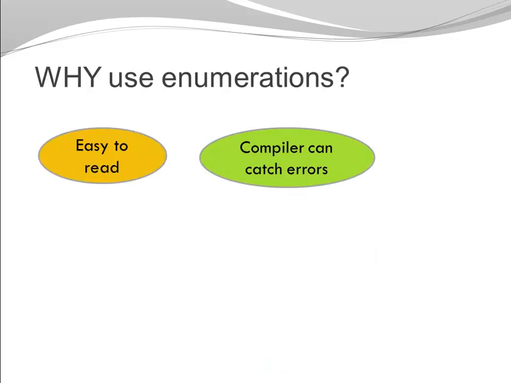Why do we use enums? There are two good reasons. They're easy to read and the compiler can catch errors. Let's just look at the alternative.